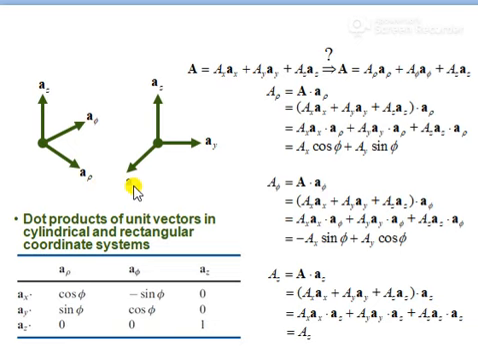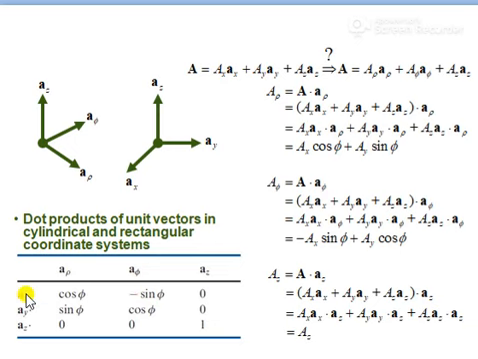Suppose I want the relation between ax and a rho. ax dot a rho has a certain angle between them, that is phi, so that is cos phi. ax and a phi also have a certain angle, and that will become minus sin phi.